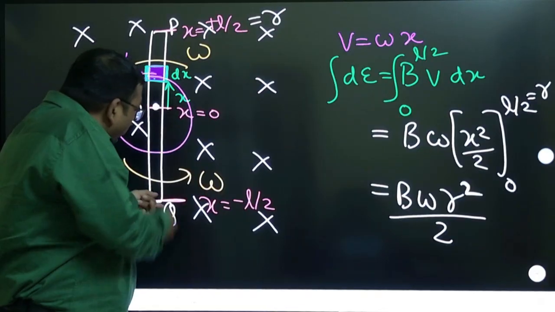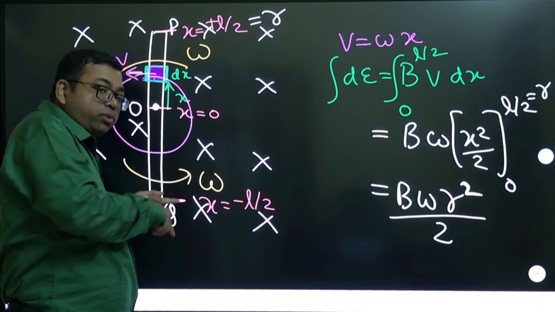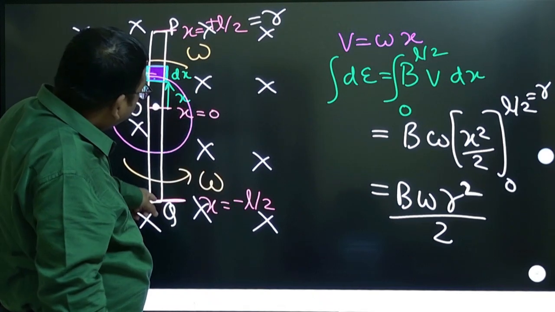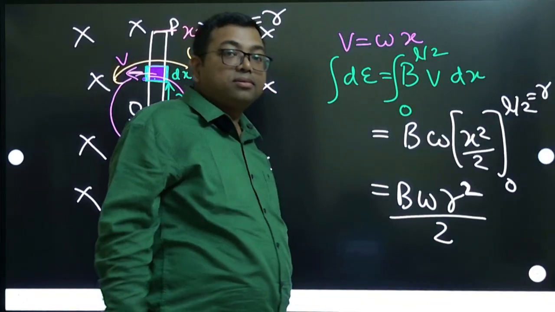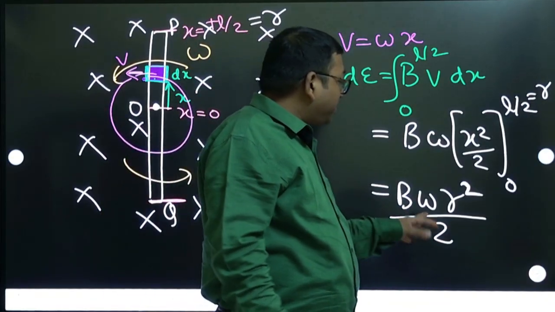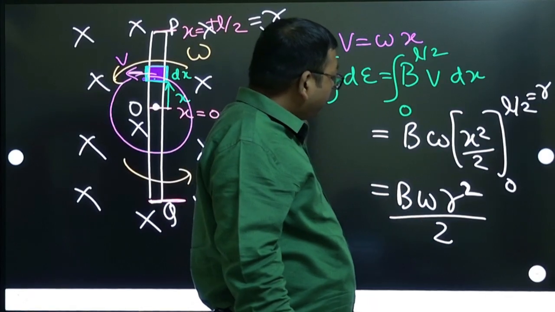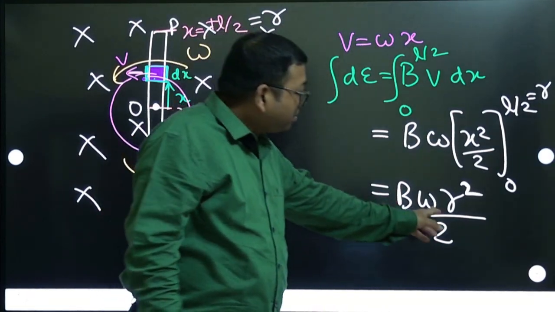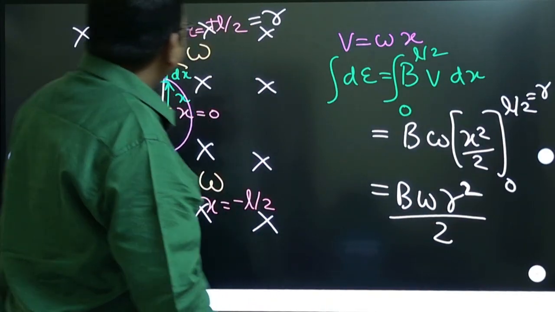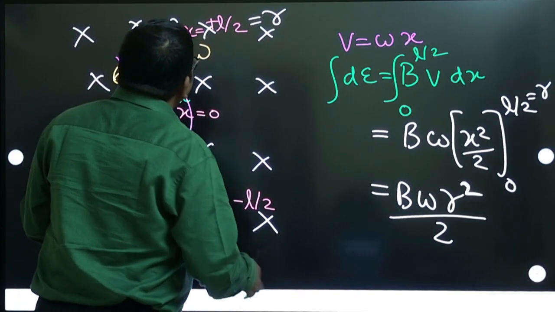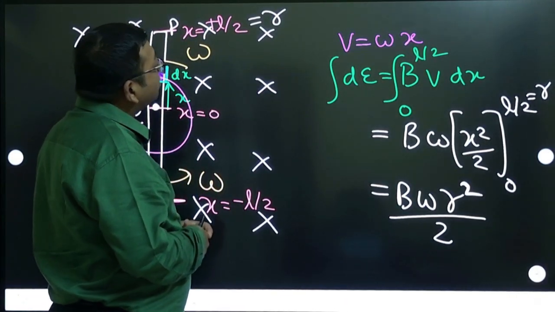But suppose you rotate about point Q only, then the entire length will become the radius, correct? So it depends on how you are rotating. If you rotate about the end point, then you can use the formula B omega L square by 2, correct? Okay, so this is what it is. I think most of the questions will come on this.